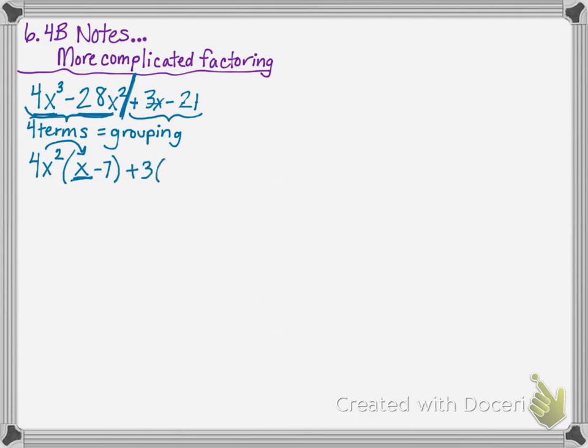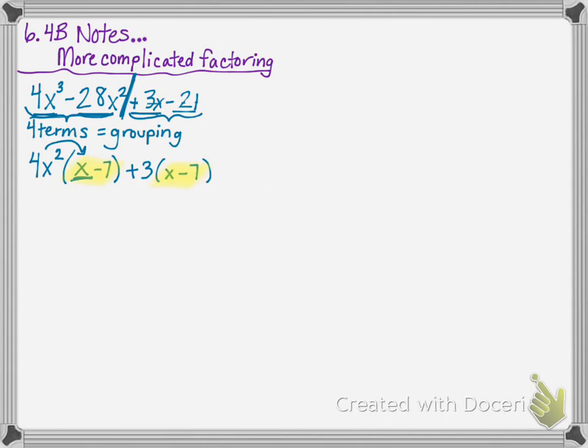Now if I took out the positive 3, what do I need to multiply by, or what would be left over? Positive 3 times x would get me that positive 3x, and positive 3 times negative 7 gets me that negative 21. Now, if I did grouping correctly, this parentheses right there should match that parentheses right there. That was a really terrible highlighting job. Do you want to see that again? This parentheses right there needs to match that parentheses right there. As long as they match, then I am good to go.